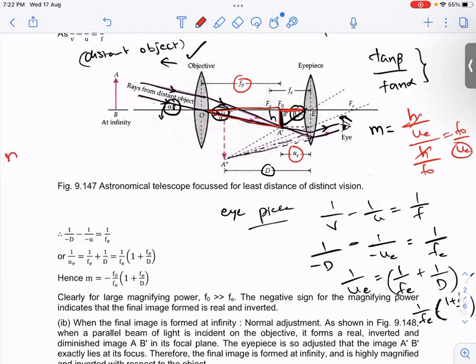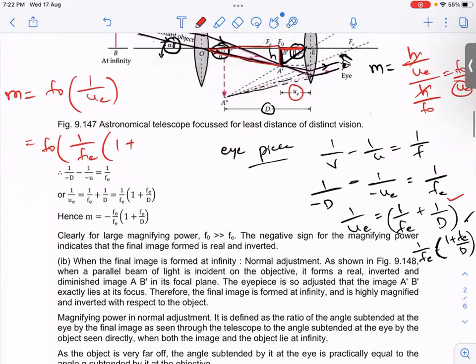So when I observe this, magnification will be equal to f naught into 1 by ue, which I can write as f naught into, in the place of 1 by ue, 1 by fe into 1 plus fe divided by d. So this will be f naught divided by fe into 1 plus fe divided by d. This will be the value of magnification produced by the telescope.